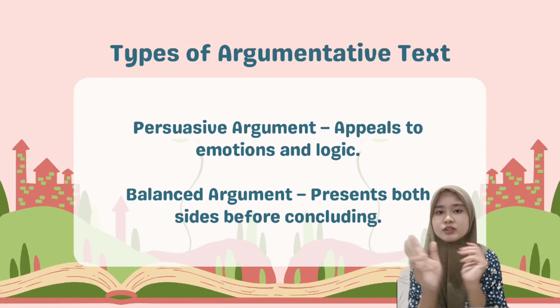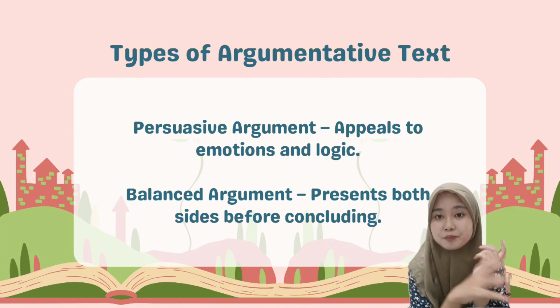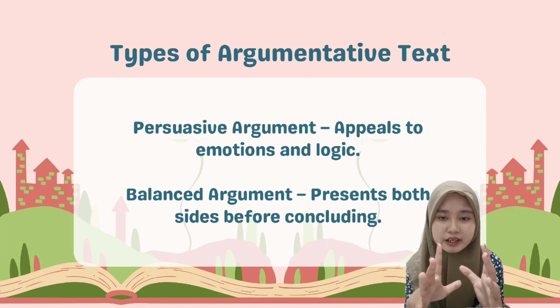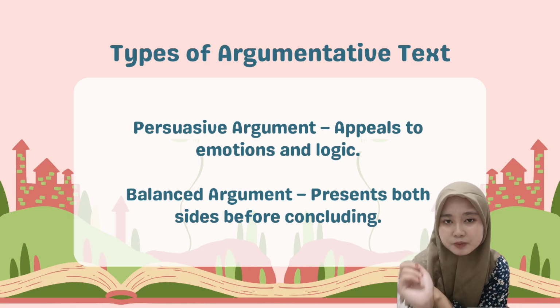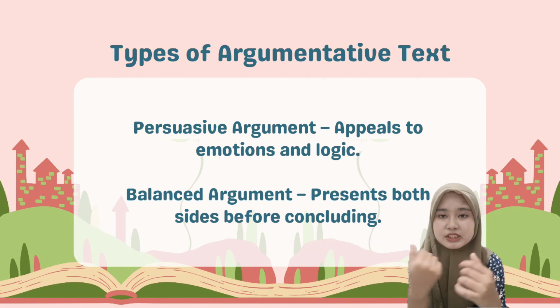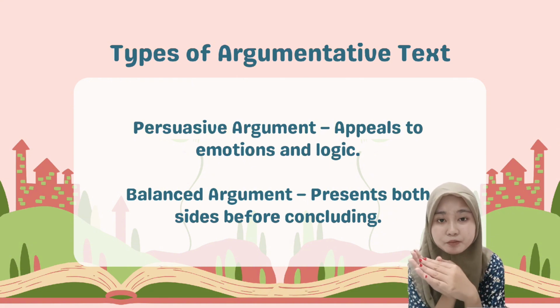And there are two common types of argumentative text. First is persuasive argument, which appeals to both emotions and logic. And the second is balanced argument, which presents both sides before reaching a conclusion.